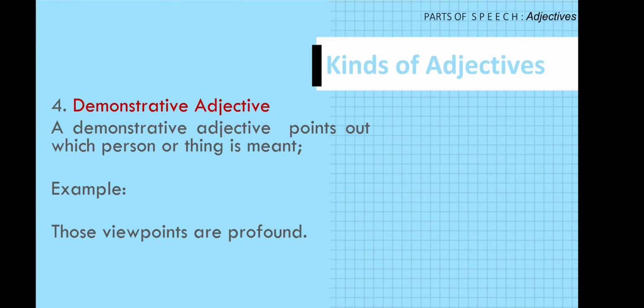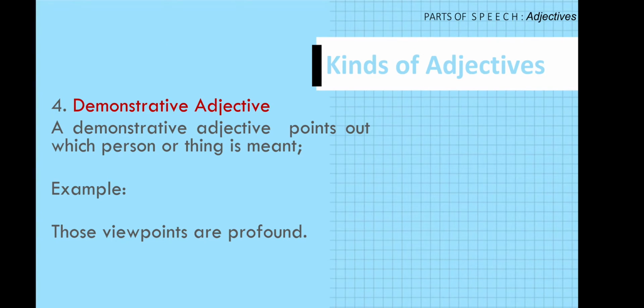Okay, next, we have your demonstrative adjective. What is a demonstrative adjective, class? A demonstrative adjective points out which person or thing is meant. Just like in pronouns, we have your demonstrative pronoun. But here, these are used as adjectives to modify a noun or pronoun. So, we have: those viewpoints are profound. It modifies the noun viewpoints. Those viewpoints are profound.